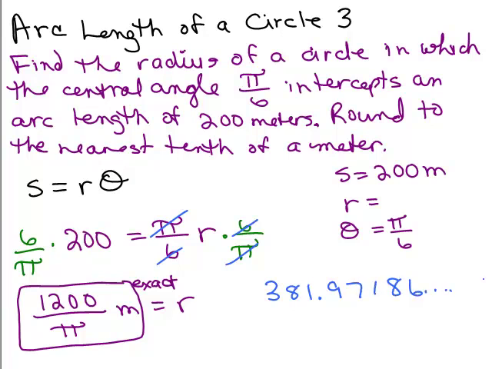381.97186, blah, blah, blah. So the question is, I want to round right here, but if that's a 9, it's going to, see, this is a 7, so this has got to round up. Okay, so this will end up being 382.0. Now I'm showing 0 so you can see I've really still gone to the nearest tenth of a meter.